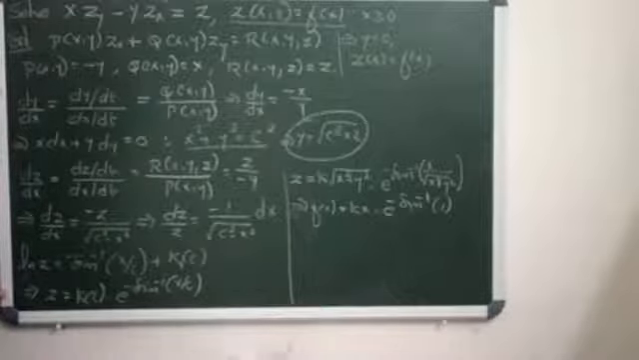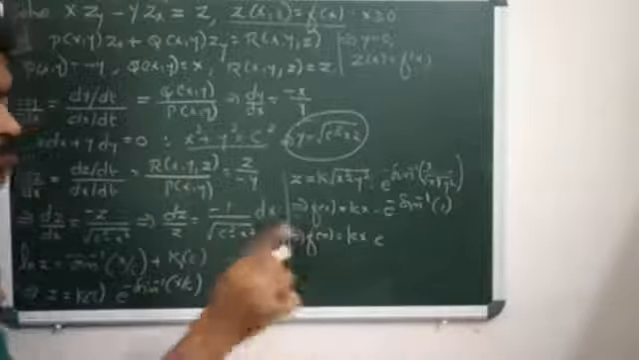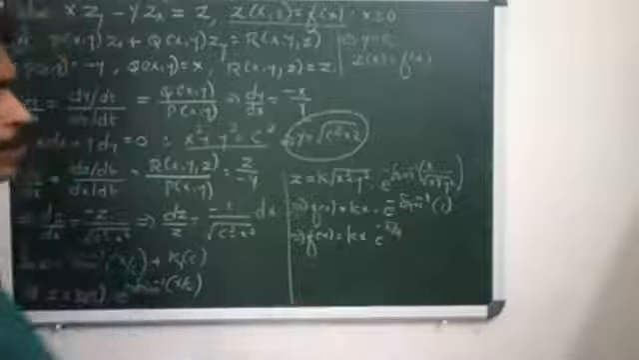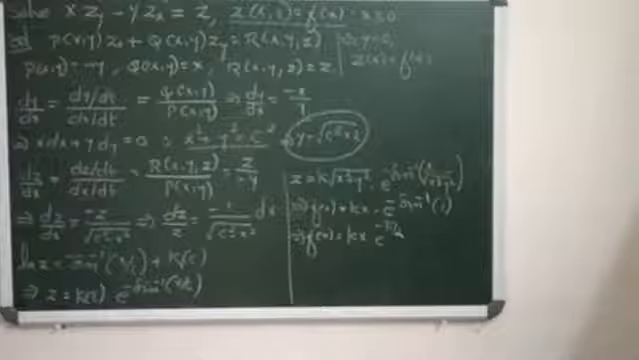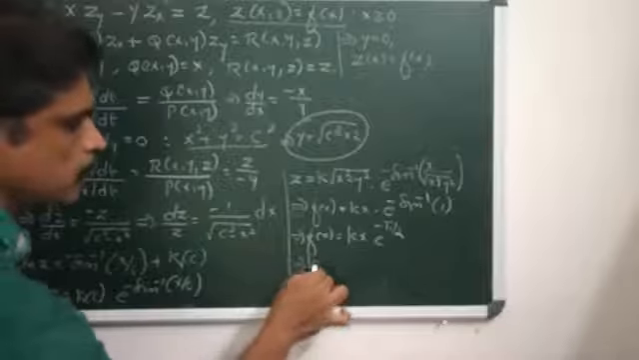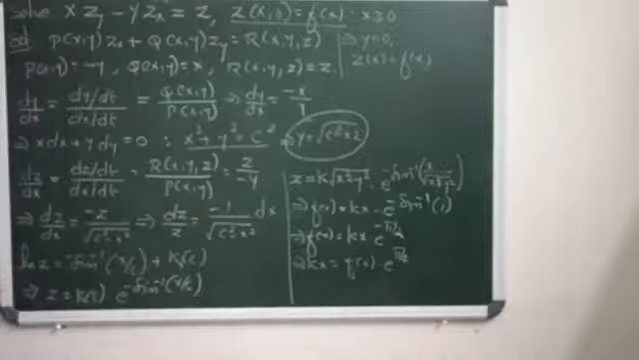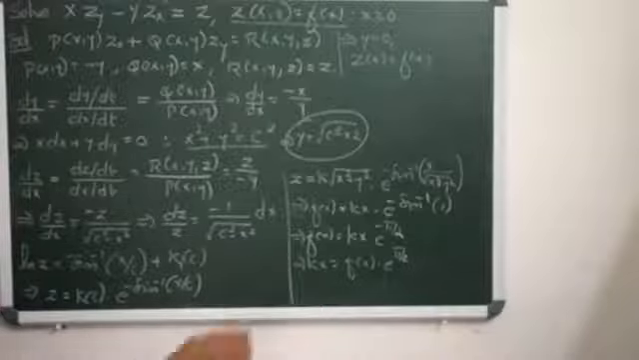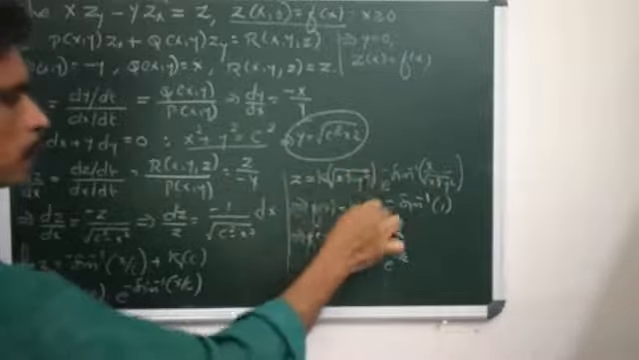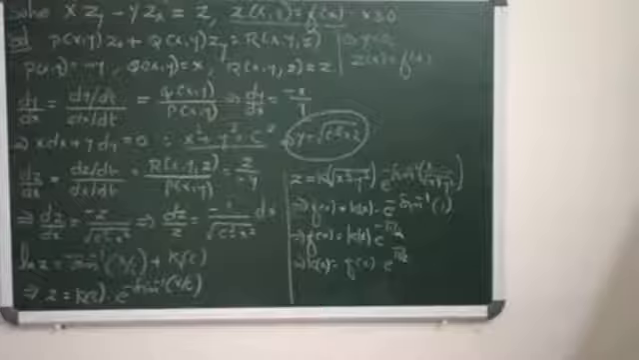Agreed. So f of x equals k of x into e power sine inverse 1, which is pi by 2, so it is e power minus pi by 2. So f of x equals k of x into e power minus pi by 2. That means what is k of x? K of x equals f of x into e power pi by 2. Agreed. It is k of c, so it is k of x. So k of x equals f of x into e power pi by 2.